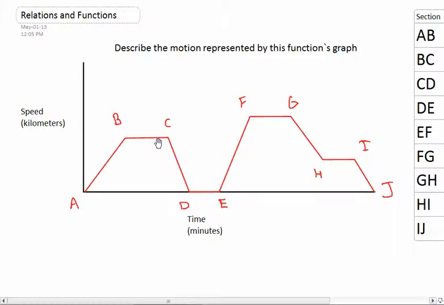Okay, what's happening from B to C? Yeah, the speed is staying the same. Okay, what's happening from C to D? Decelerating, right? So it's slowing down. What's happening from D to E? It's constant speed, but what is the speed? 0.